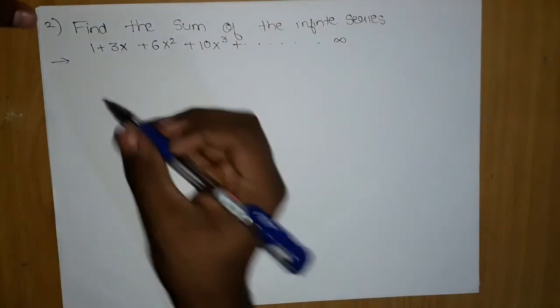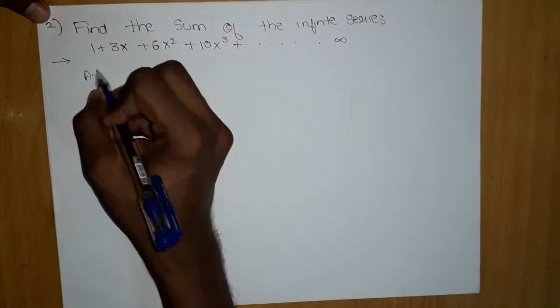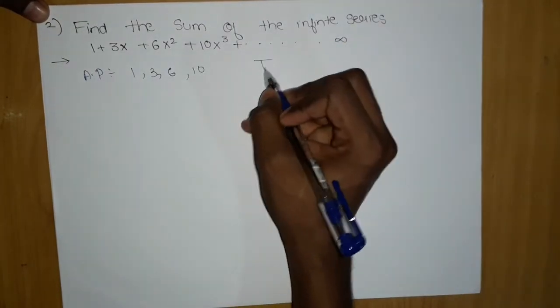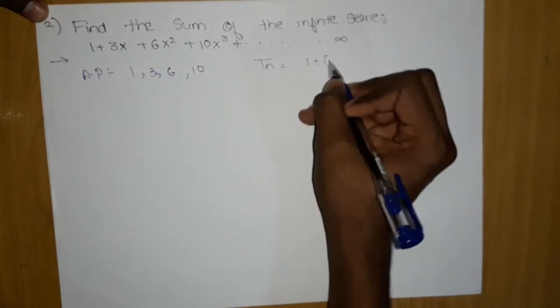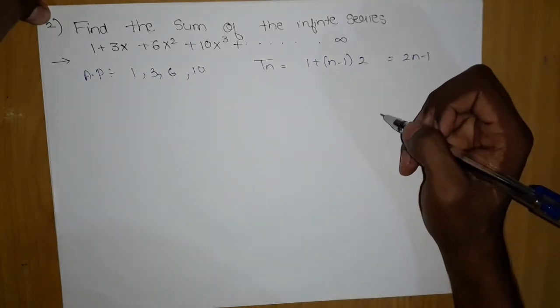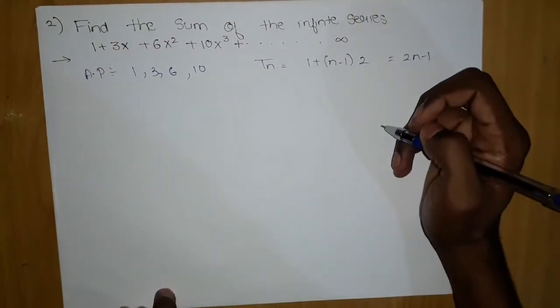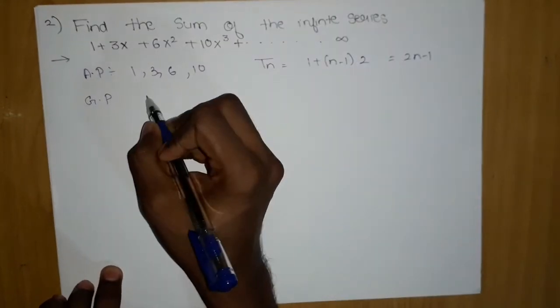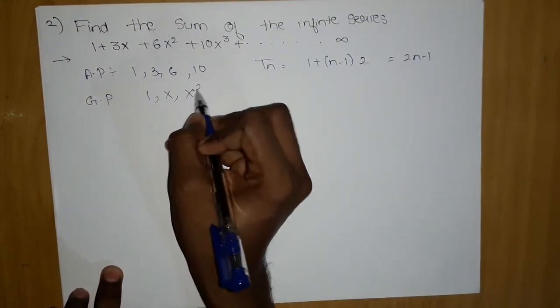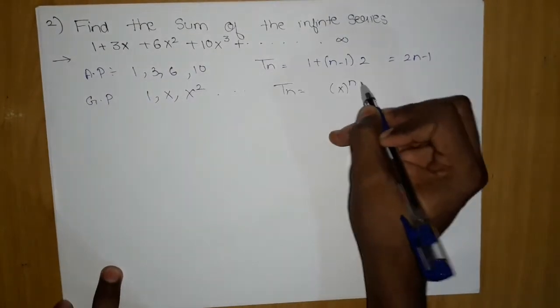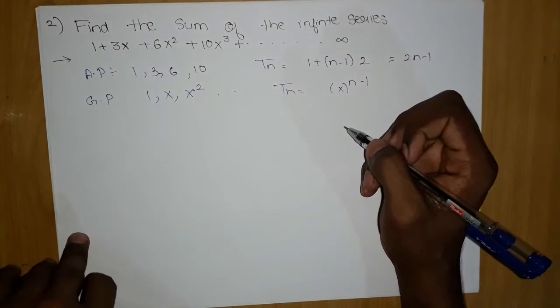Now I will analyze my AP: 1, 3, 6, 10. Tn is nothing but 1 plus (n minus 1) into 2, which gives me 2n minus 1. This is basic. Further on, my GP has common ratio, the GP is 1 minus x into x square, and so on. What is my Tn? x power n minus 1. So we are done with this.